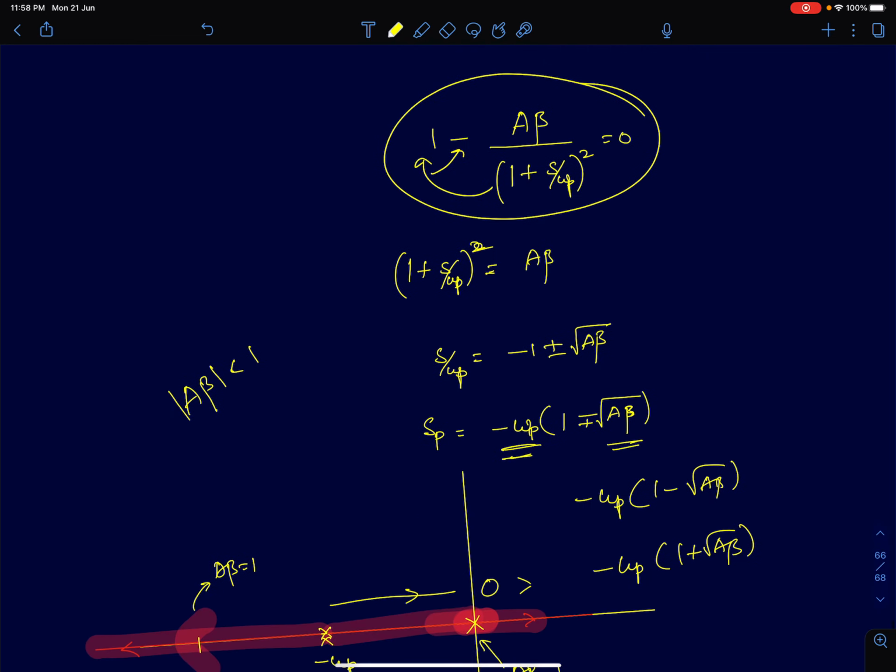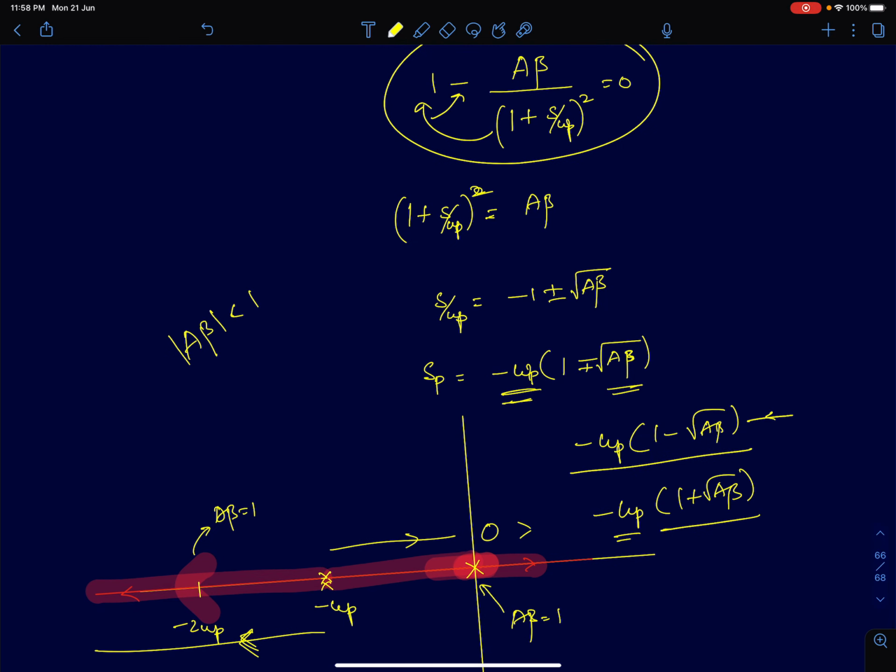So you have two poles. One pole is at minus omega p into 1 minus root a beta. The other pole is at minus omega p into 1 plus root a beta. As you increase the loop gain, you can see both the poles are real. This pole will become more and more negative. And as you increase the loop gain, after a point this pole will become positive, or it will become a right half plane pole.